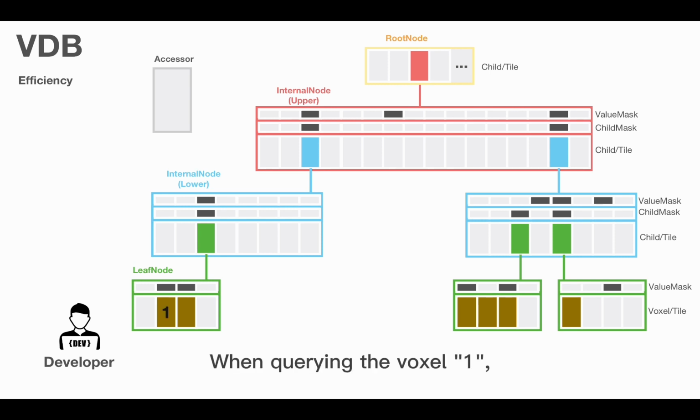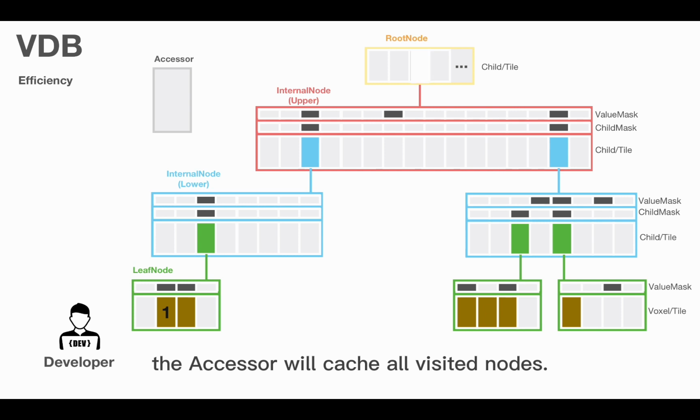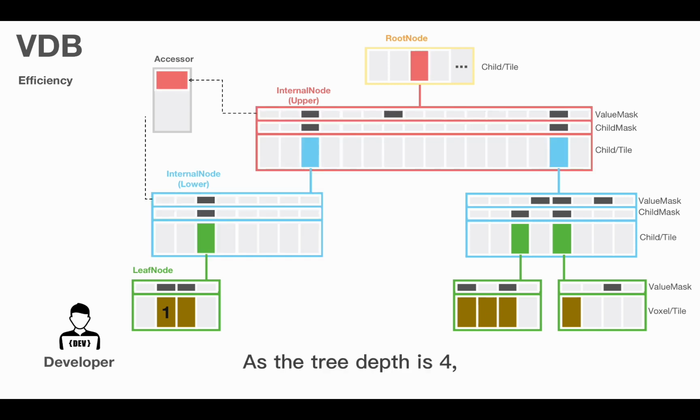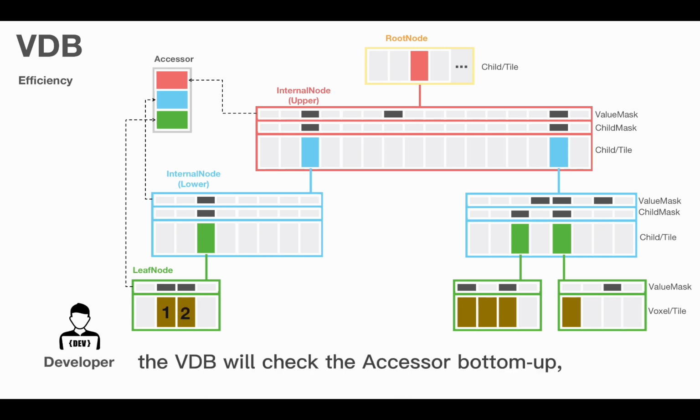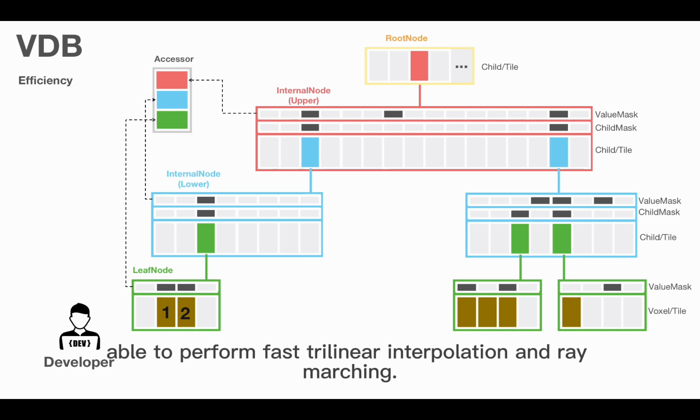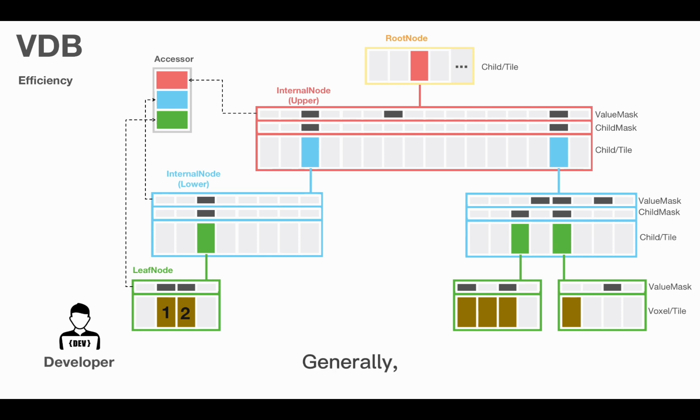When querying voxel 1, the accessor will cache all visited nodes. As the tree depth is 4, the access is fast. And when the next query, voxel 2, is the neighbor voxel, the VDB will check the accessor bottom up, which often hits for the first check. Thus, the VDB is able to perform fast trilinear interpolation and ray marching. Generally, the VDB enjoys the best of both sparse and dense volumes.